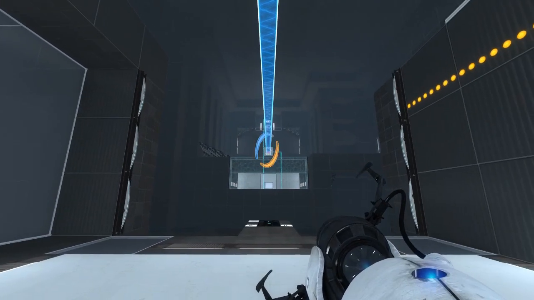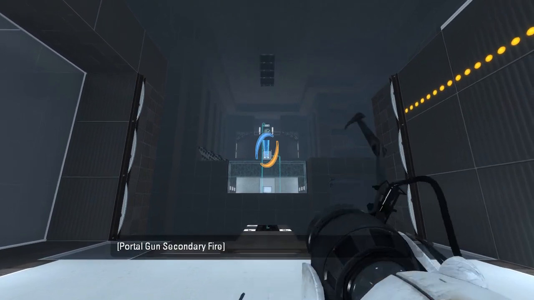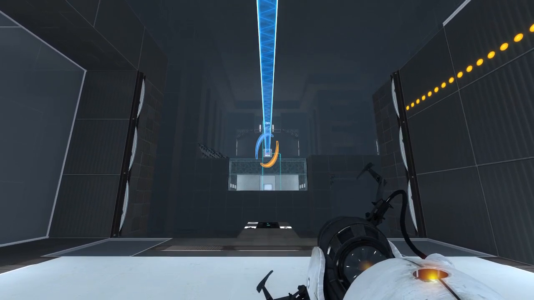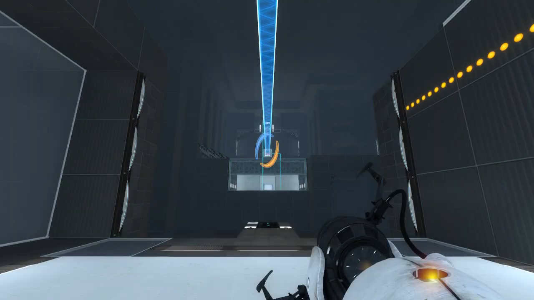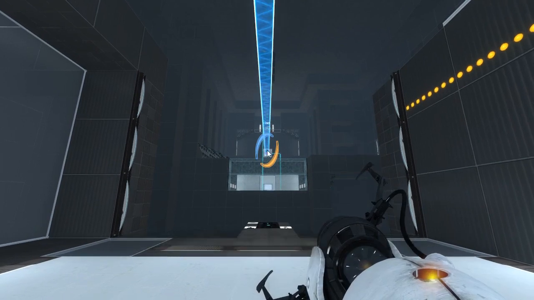Wow, that took a long time to draw over here. Look at that, you can actually see it drawing in slow motion. It's actually based on the frame rate, so if I do 10 frames a second max... look at that, it goes much slower. Alright, back to 30.